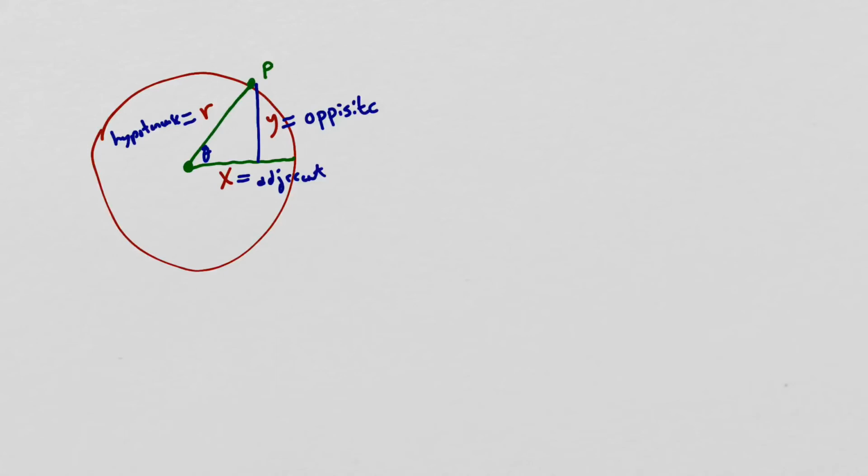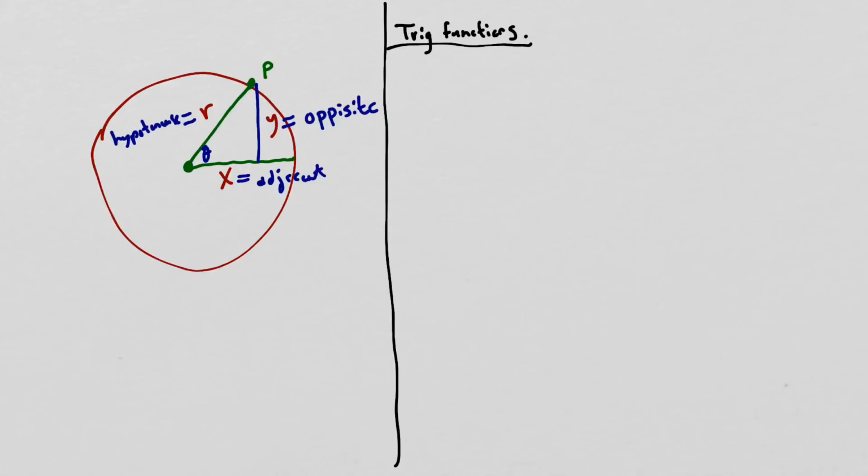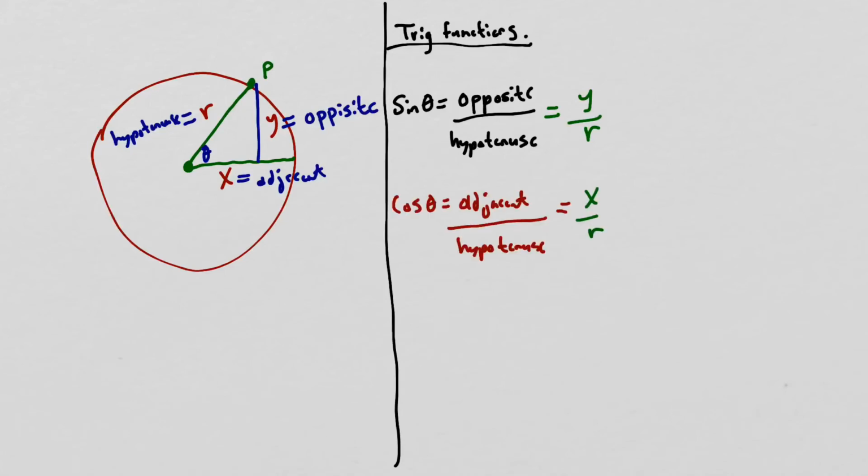Then we define the trig functions as follows. Sine theta is going to be equal to the opposite side divided by the hypotenuse, which is going to be equal to y divided by r. Cosine theta is going to be equal to adjacent divided by hypotenuse, which is equal to x divided by r. Then tan theta is going to be equal to opposite side divided by adjacent side, which is the same thing as y divided by x. Then we can also define the reciprocal trig functions. This is going to be cosecant, secant, and cotangent.